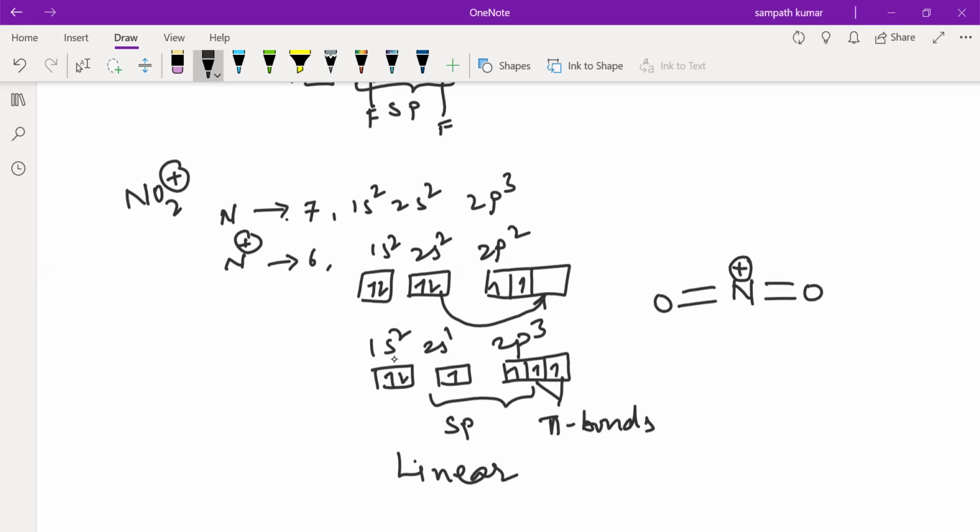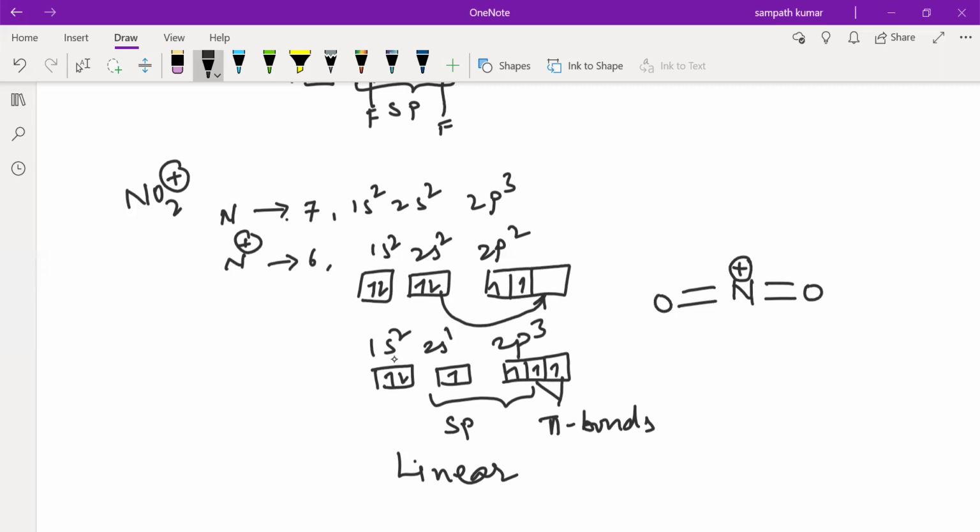Why do we take a positive charge on the nitrogen, Nana? Sir, one electron is extra. If there is an extra electron, what do we take? We take a negative charge. Electron rich is indicated as a minus charge. Electron deficiency is indicated as a positive charge.